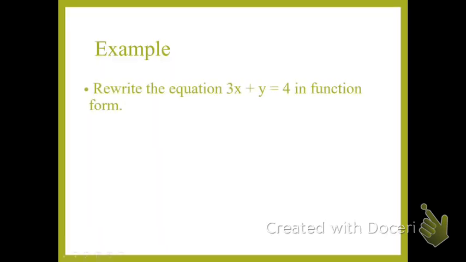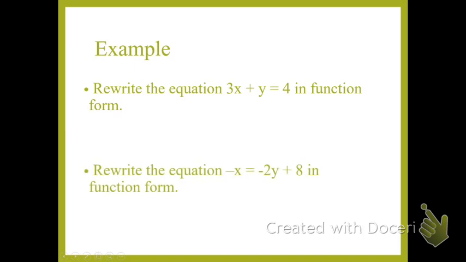So we're going to do two examples here. We'll start with 3x plus y equals 4. When you're asked to rewrite it in function form, that means to solve it so that the y is by itself. So at this point, the y is not by itself because it's being added with the 3x. And the inverse of adding 3x is subtracting 3x. So we're going to subtract 3x from both sides of the equation.